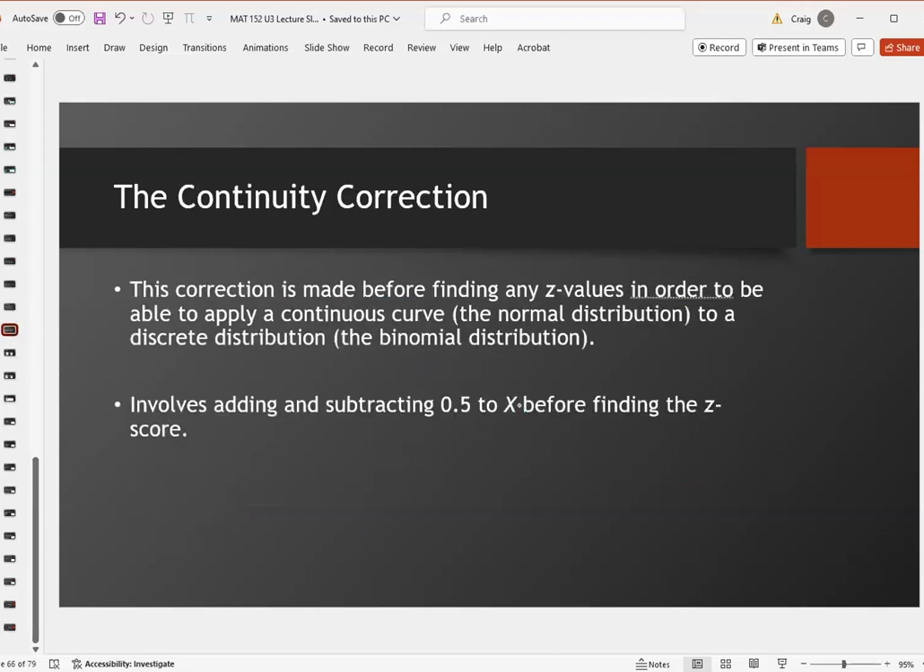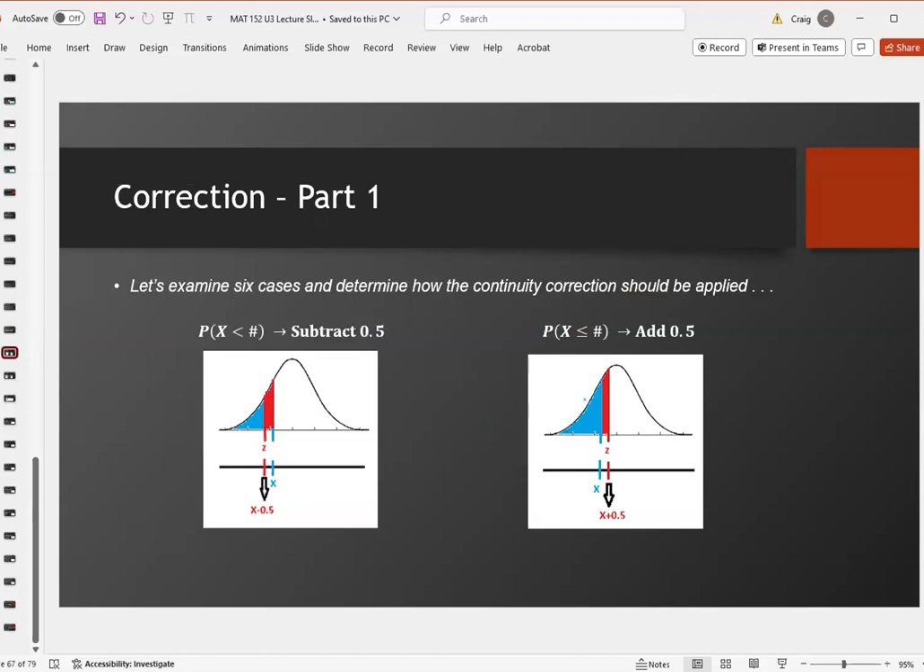Okay, so before you find any z values, you're essentially going to adjust your x value to be able to apply the continuous normal distribution to the binomial distribution. Okay, and so we're just going to add or subtract 0.5 to x. Okay, and it should be somewhat intuitive as you see this. It sounds a little strange at first, but once you start to get the hang of it, you'll start to understand why you would do one and not the other. And it should kind of help to make some sense. So we'll talk about some examples as we go through.